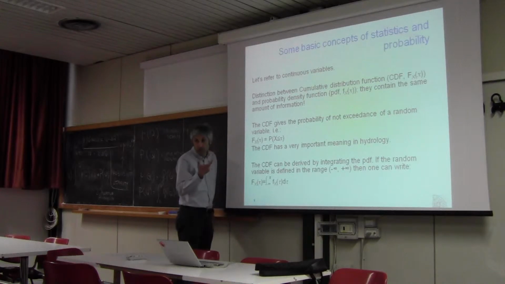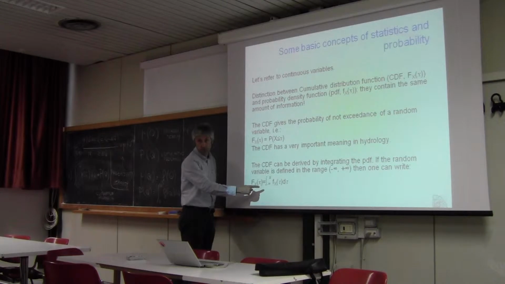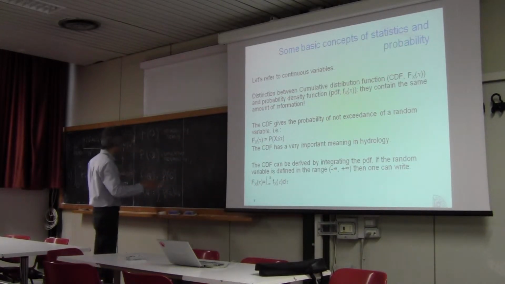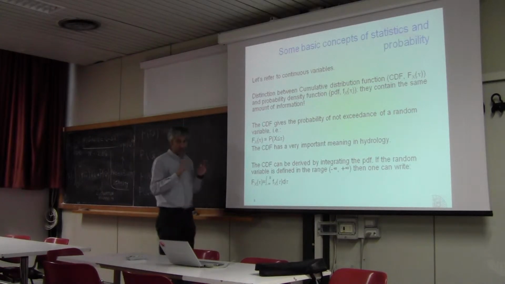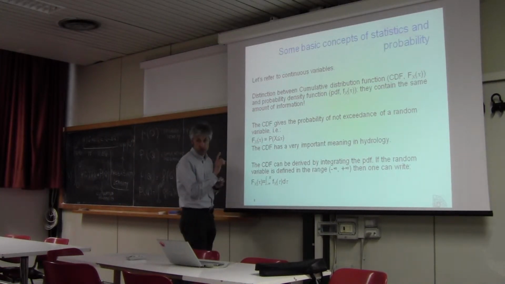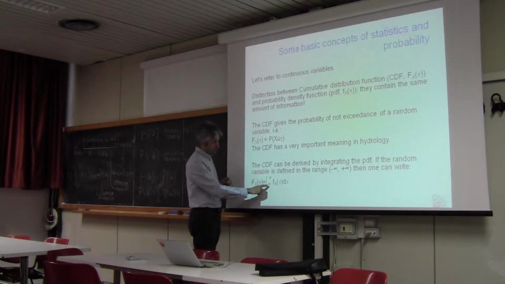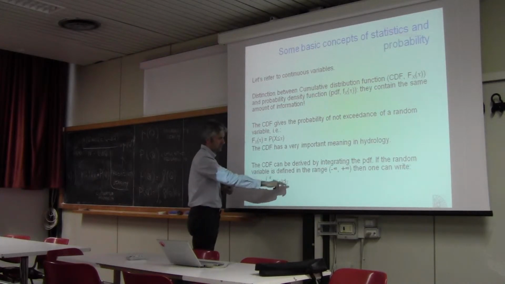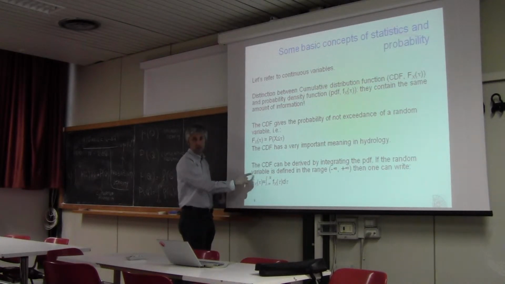In general, if you have variables that are not lower bounded, you should put a minus infinity here. If you want to refer to the probability of not exceedance, you have to refer to minus infinity. And then if you compute the integral between, let's say, minus infinity and an upper value of the density, you obtain the cumulative probability, which is indicated here as a capital F.